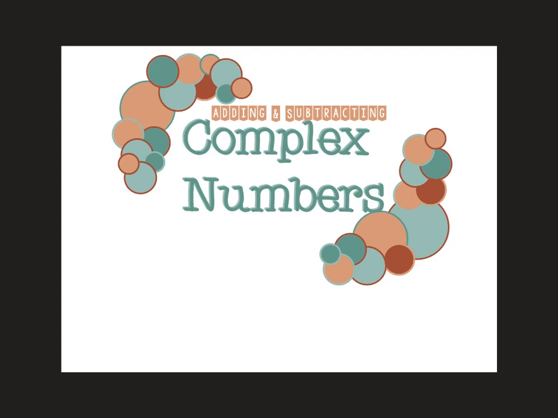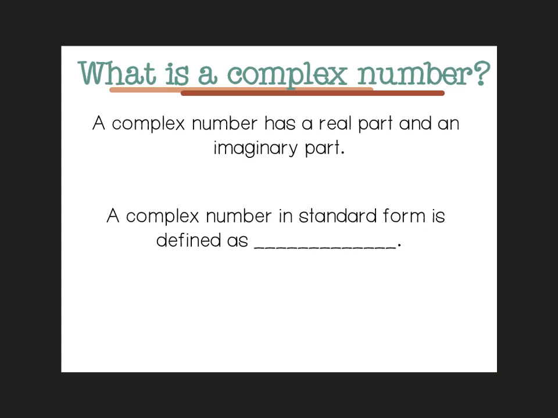This video will show you how to add and subtract complex numbers. So what is a complex number? A complex number has a real part and an imaginary part. A complex number in standard form is written as A plus Bi. A is considered the real part, and Bi is considered the imaginary part.